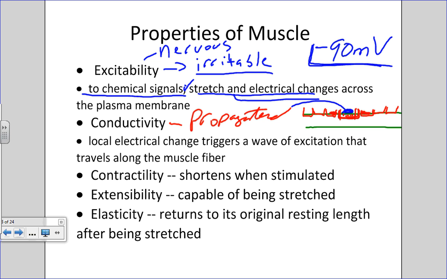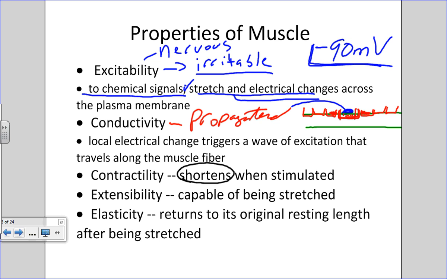So that's an important characteristic to possess, since a nerve doesn't innervate the entire muscle cell. It only innervates small little sections of muscle cells. So we have to be able to conduct that wave of depolarization across the muscle cell itself. Contractility. We've already talked about contractility when we talked about muscle function. Remember, when you hear the word contract, you should automatically think shorten. When you hear contract, shorten should be the first word that pops into your head.